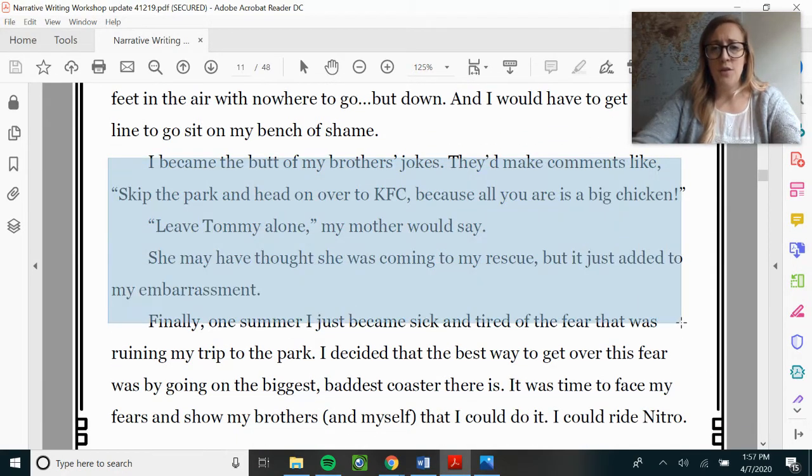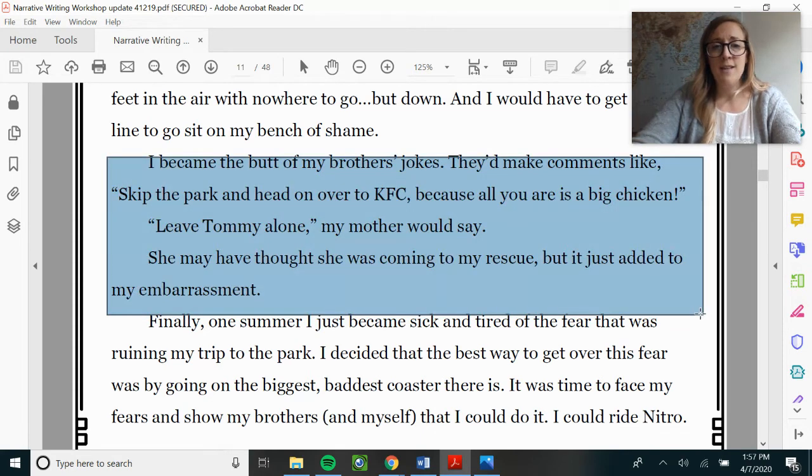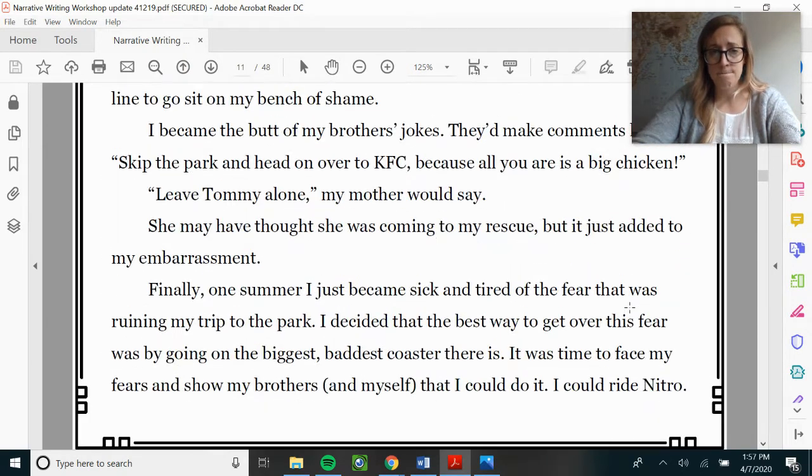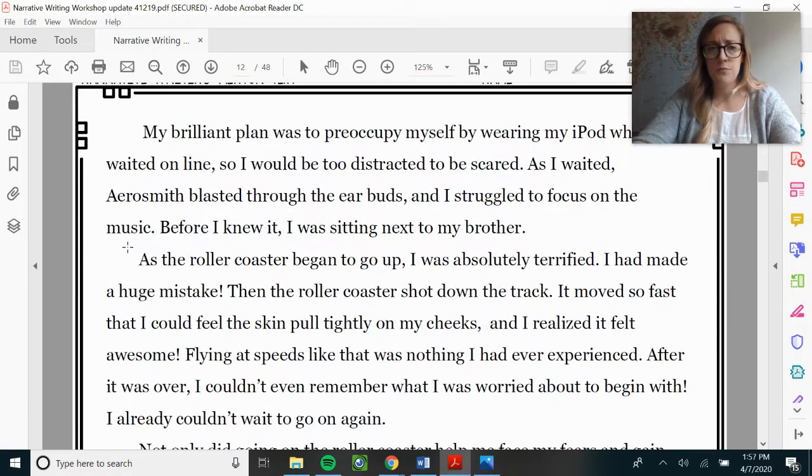I became the butt of my brother's jokes. They'd make comments like, "Skip the park and head on over to KFC because all you are is a big chicken." "Leave Tommy alone," my mother would say. She may have thought that she was coming to my rescue, but it just added to my embarrassment. Finally, one summer, I just became sick and tired of the fear that was ruining my trip to the park, and I decided that the best way to get over this fear was by going on the biggest, baddest roller coaster that there is. It was time to face my fears and show my brothers and myself that I could do it. I could ride Nitro.